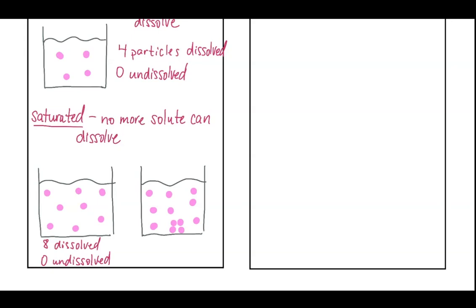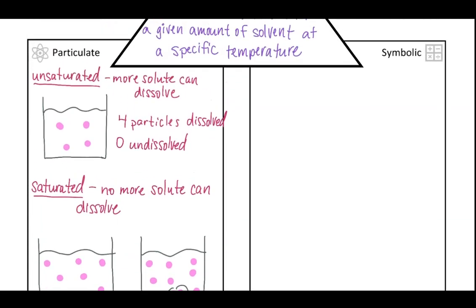Okay, so let's kind of circle these, point those out. Okay, we still have 8 dissolved. And then we have 4 undissolved. Okay, great. There's 2 of our 3 levels. Let's take a look at symbolic.